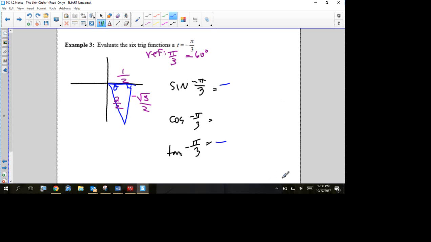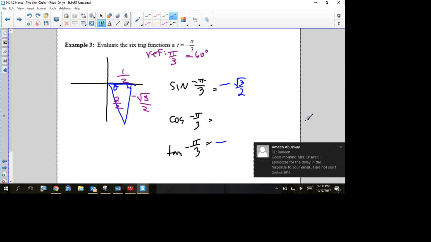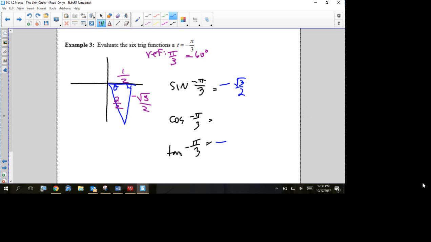Now I just have to answer the question, what's the sine of 60 degrees? What's the sine of 30 degrees? Half. So what's the sine of 60 degrees? It's the other one. Square root of 3 over 2. So what's the cosine of pi over 3? And tangent of 60 degrees is radical 3.